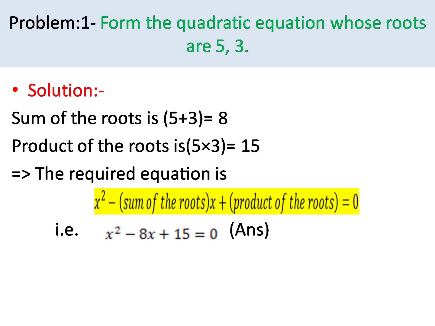We start with a very easy example, that is problem 1. Form the quadratic equation whose roots are 5 and 3. As we know, the required equation is x square minus sum of the roots into x plus product of the roots equals 0. So we have to find out the sum. Here it is 5 plus 3 equals 8, and the product is 5 into 3 equals 15, and hence the required equation is x square minus 8x plus 15 equals 0.